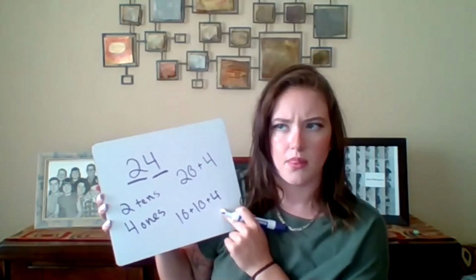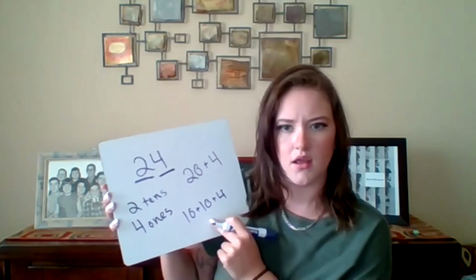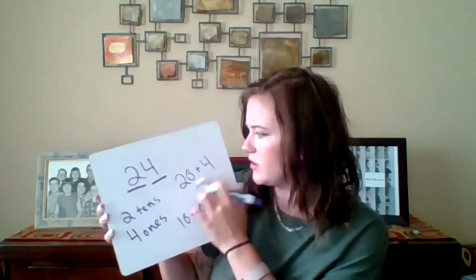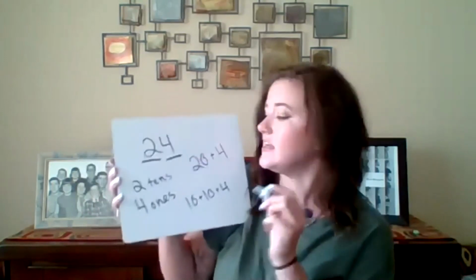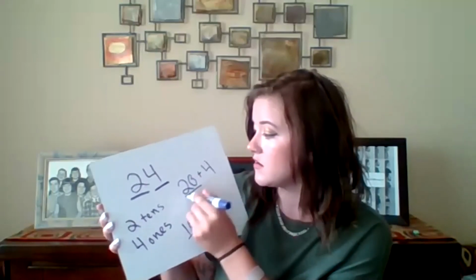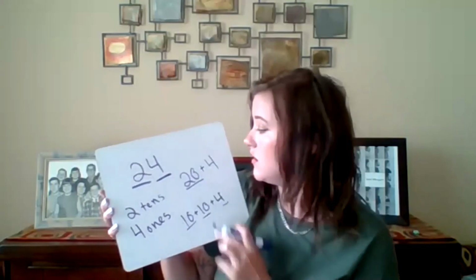Well, what's 10 plus 10? 20. And what's 20 plus 4? 24. All we're doing is just breaking it down smaller and smaller so we can see it more clearly. Because we have 2 groups of 10 and 4 left over. That's exactly what we have over here. And right here, this is 2 groups of 10 as well. Plus what's left over? 4 ones.